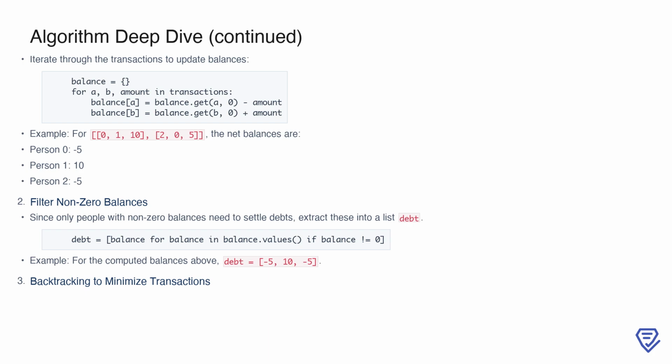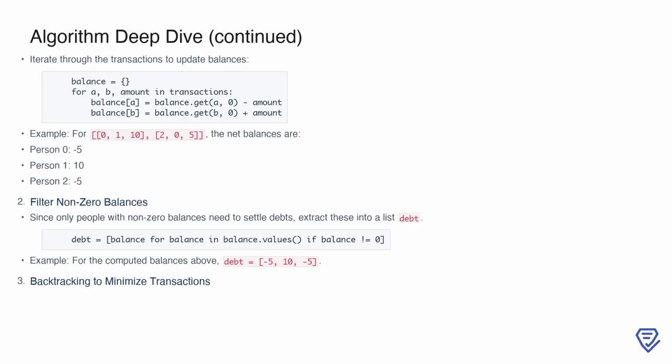Next, we filter out individuals with 0 balances since they are already settled and do not need further transactions. We extract all non-zero balances into a list called debt. For the balances computed earlier, this results in the list debt equals [-5, 10, -5].